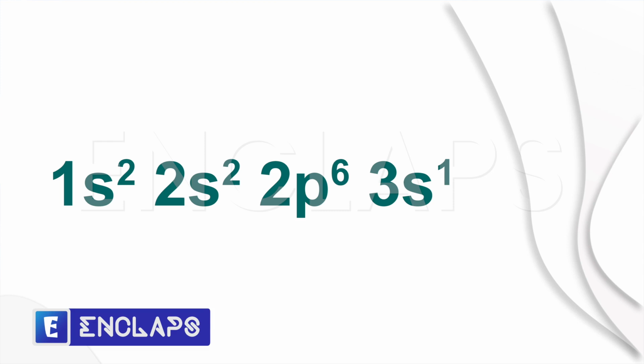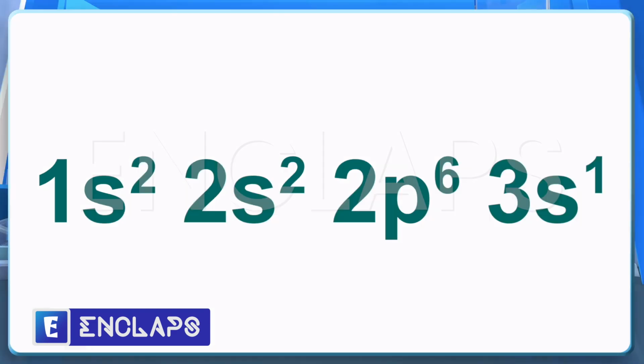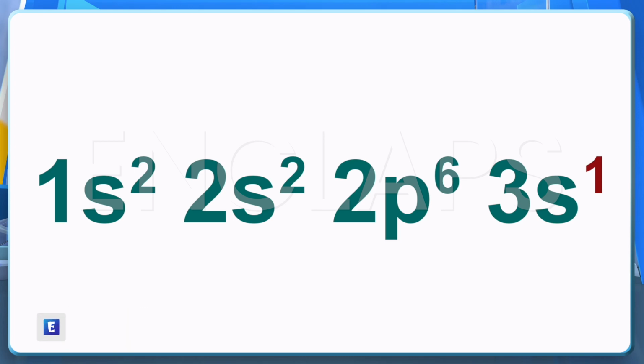Before finding the group number, you have to determine the block. If you look at this subshell electronic configuration, you can see that the last electron enters the S subshell, right? That means this element belongs to S block in the periodic table. Now, in order to find the group number of the S block element, you just count the number of electrons in the outermost S subshell. Here the outermost S subshell contains only 1 electron. That means this element belongs to group 1 in the periodic table.